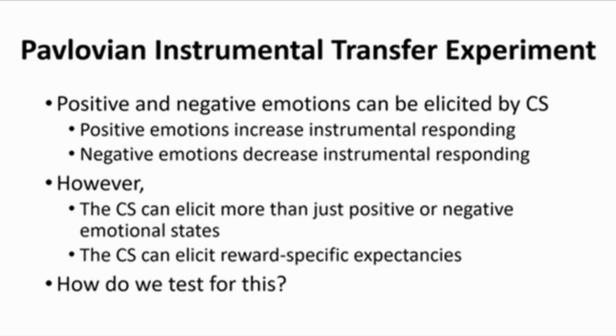However, we should also note that the CS can elicit more than just positive or negative emotional states. It can also elicit reward-specific expectancies. As an example of these specific or overt behaviors that could also be elicited in this setup, if you think back to Chapter 3, we talked about sign tracking or auto-shaping, where we could see movement toward or even interaction with a stimulus that signals the potential availability of a reinforcer.